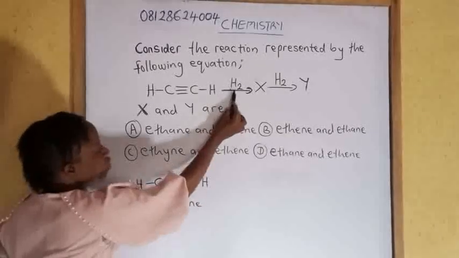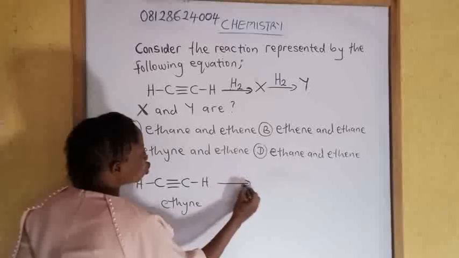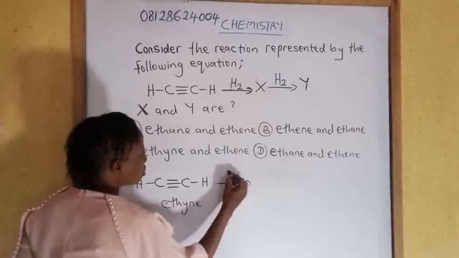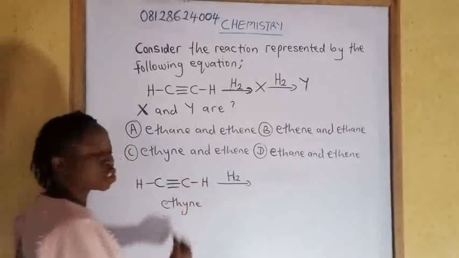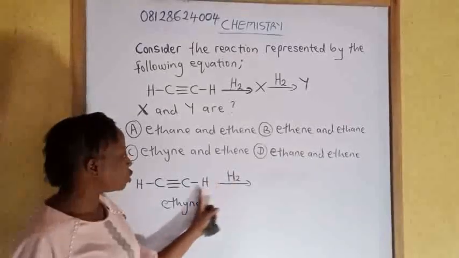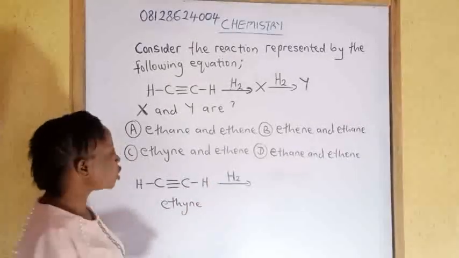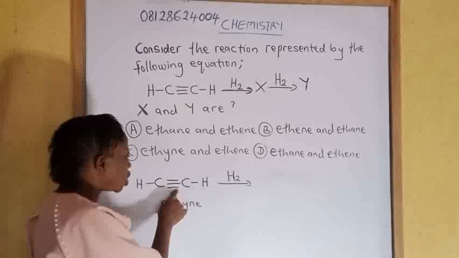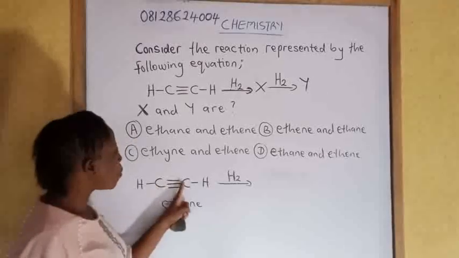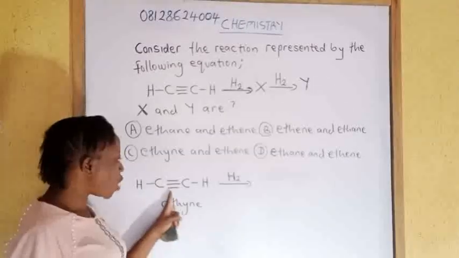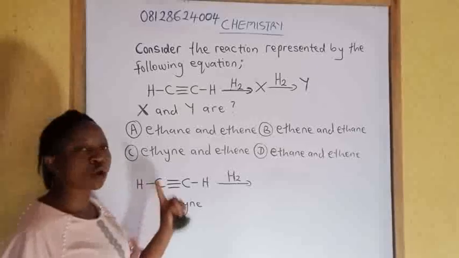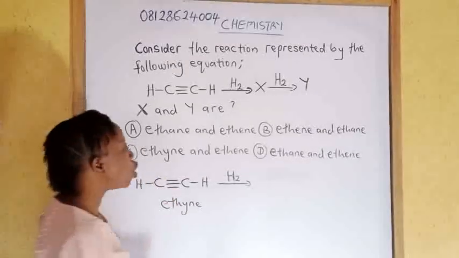So in the first stage of the reaction, we are going to add 2 hydrogen atoms. It is an addition reaction, so we add 2 hydrogen atoms. So for these 2 hydrogen atoms to come into this structure, we are going to open one of the bonds from this triple bond. We are going to remove one of the triple bond.